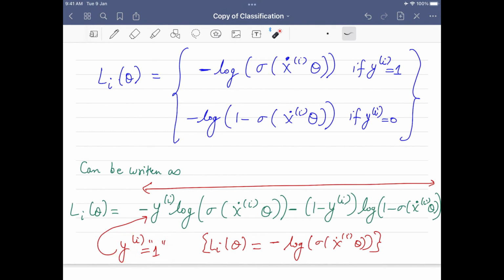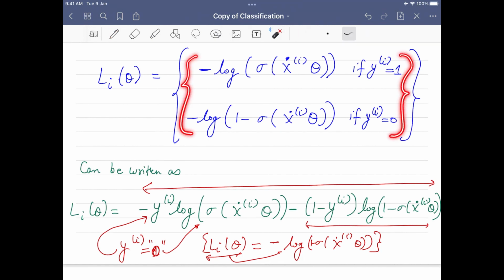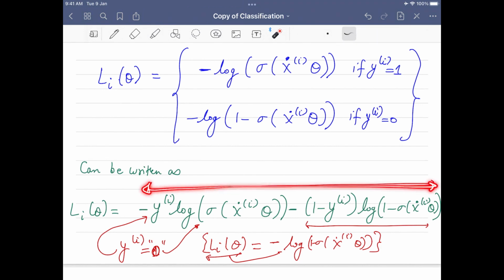If you put yi equal to 0 in this expression, what will happen? This term will go away, and you will only be left with the second term, which will be minus log of 1 minus sigma xi theta. You can substitute yi equal to 0 here and you will get Li theta equal to minus log of 1 minus sigma xi theta. So this shows that you can combine these two conditional expressions into a single expression like this. This is basically our new loss function which we will be using.